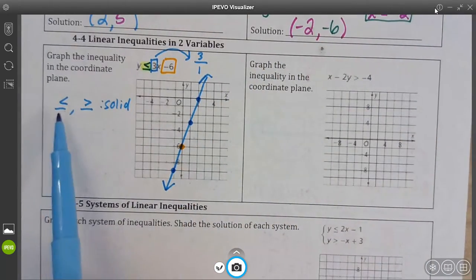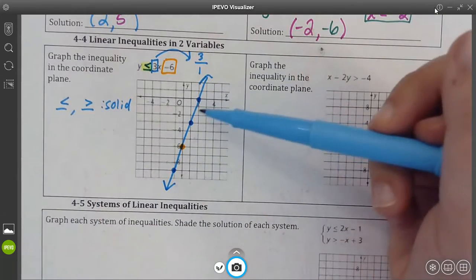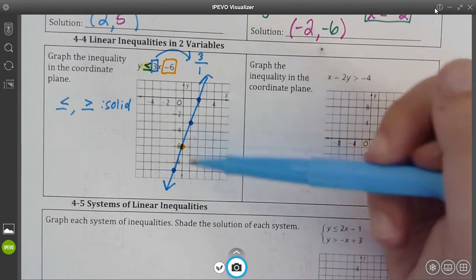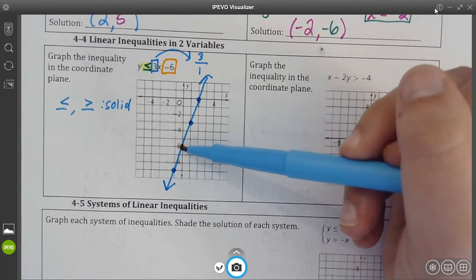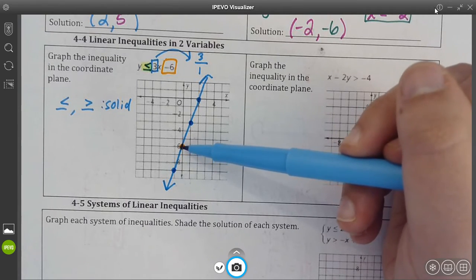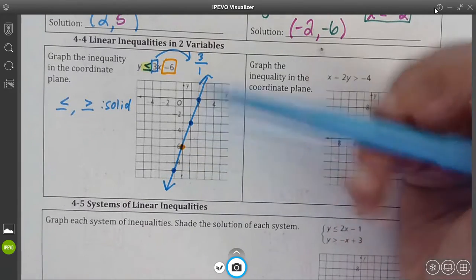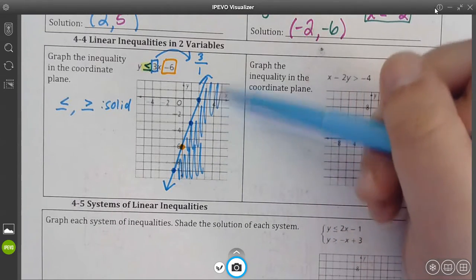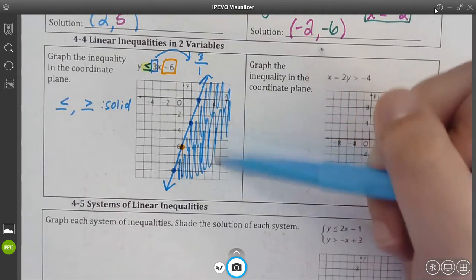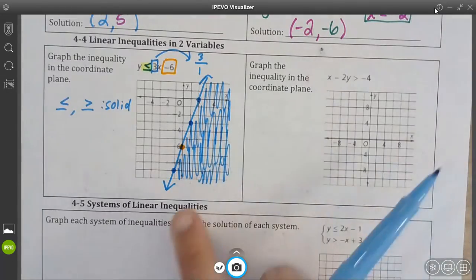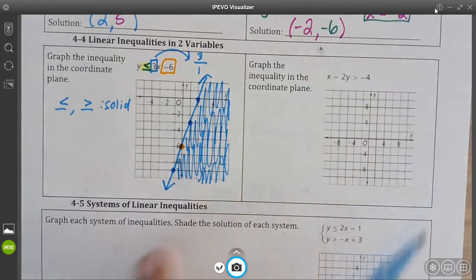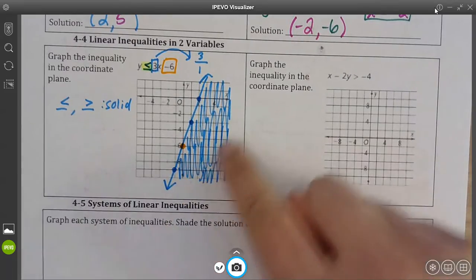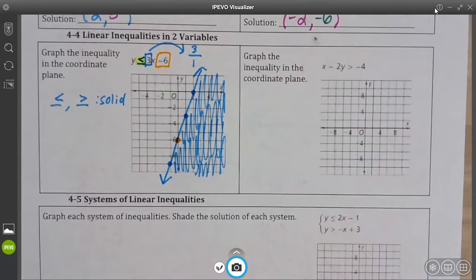And if it's less than or equal to or just less than, we're going to shade below the line. I always think about putting my finger on that y-intercept and I'm going to shade below it. If it was greater than, then I would shade above the line. For an inequality, there's not just one specific solution. There is a region that is shaded. Any point within this region is the solution.